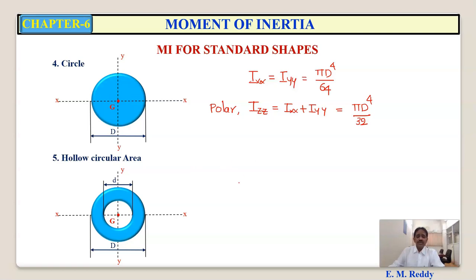Now for a hollow circular area, the external diameter is capital D and the internal diameter is small d. The moment of inertia about the x-axis is equal to the moment of inertia about the y-axis, which is equal to, yes, pi upon 64 into capital D raised to 4 minus small d raised to 4. This is for a hollow circular area.